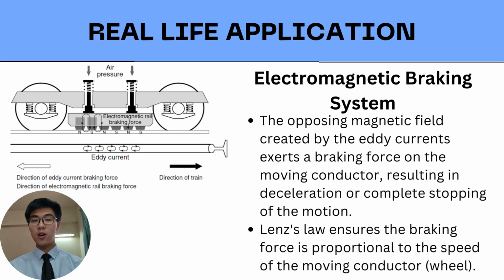Last but not least, Lenz's law plays a critical role in electromagnetic braking systems that are used widely in trains. In an electromagnetic braking system, a magnetic field is created by a stationary electromagnet or a permanent magnet. When the conductor, which is the braking disc or the rail, moves through this magnetic field, the magnetic flux passing through the conductor will change, inducing eddy currents within the conductor. The opposing magnetic field created by the eddy currents will exert a braking force on the moving conductor, which is the wheel in this case, resulting in deceleration or complete stopping of the motion.